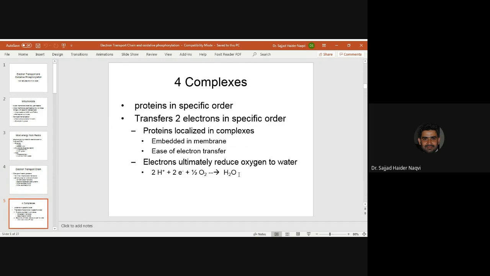We all know the equation of respiration, and the end products of respiration are carbon dioxide and water. So this end product, water, actually comes from the oxygen, because oxygen after gaining electrons will be reduced to water, and that's what completes the process of respiration.